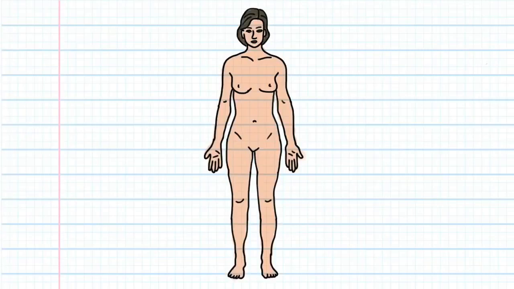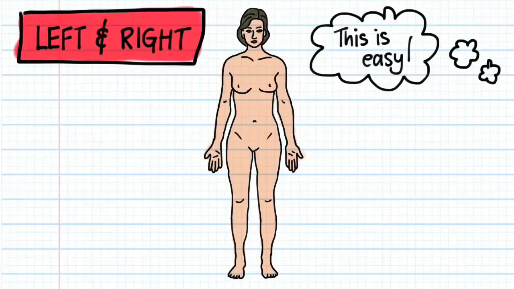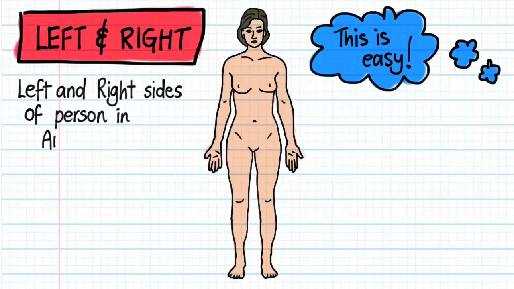Okay, let's look at some anatomical terms. The first terms that we're going to define are the terms left and right. Now, I know what some of you are thinking. Didn't we learn this in preschool? Well, even though you might think that the definitions of left and right are straightforward, many students actually use these terms incorrectly. You see, when we use the terms left and right, we're referring to the left and right sides of the person standing in the anatomical position, which in this case is the woman in this drawing.